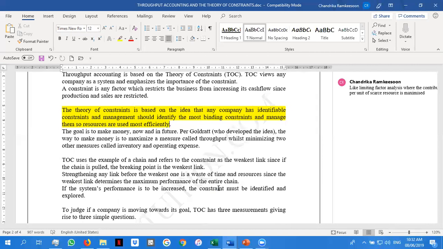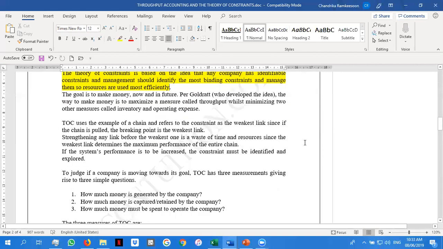So this is what the theory of constraints is about. This is what a constraint is about. Now let's move on and see what happens next. So just to read this back: strengthening any link before the weakest one is a waste of time and resources, since the weakest link determines right now the maximum performance. That's like the limited material I just used. If the system performance is to be increased, the constraint must be identified and exploited. Exploited means trying to do something about it.